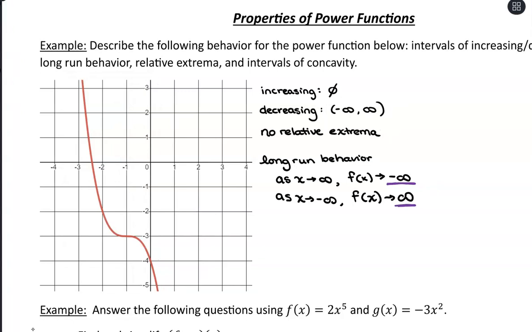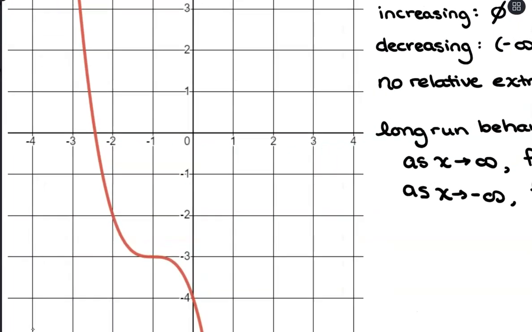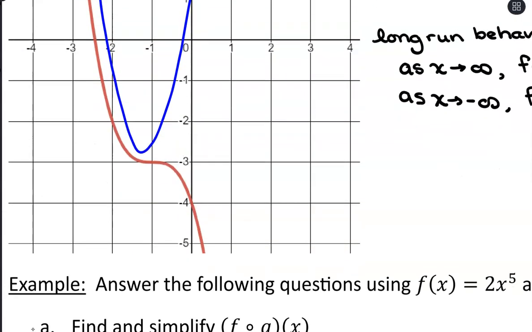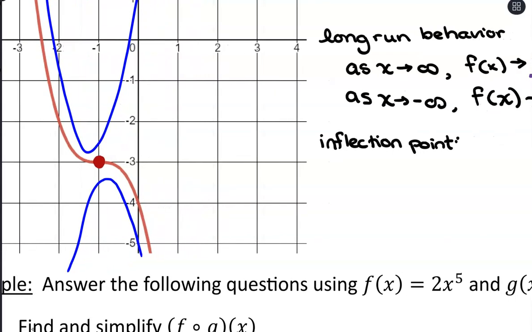Okay, let's talk about concavity. Over here, I have something that's roughly shaped concave up, and then over here, shaped concave down. What that means is there's a point where it switches, which is going to be right here at that flat spot. So that means I do have an inflection point. Even though they didn't ask for this, let's go ahead and answer. We have an inflection point at (-1, -3).